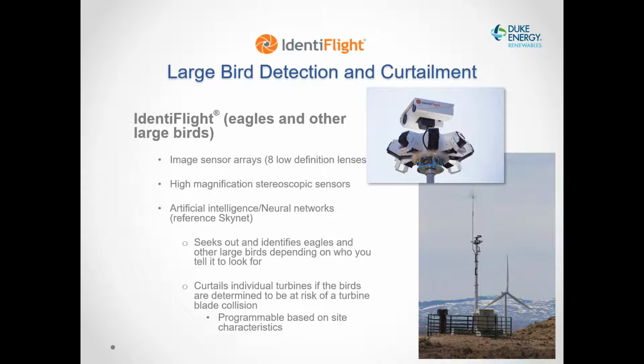And Kai actually mentioned this. Different turbines take longer to slow down when you curtail them. Some of them might take 20 seconds, some of them might take up to a minute. So you have to program how you use your Identiflight system based on what that turbine is capable of doing.